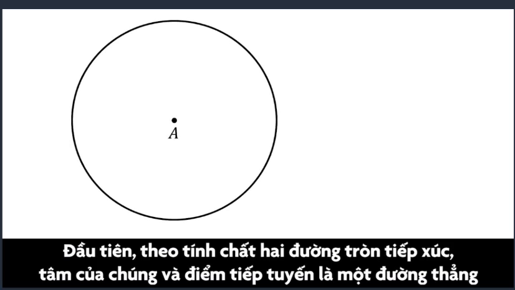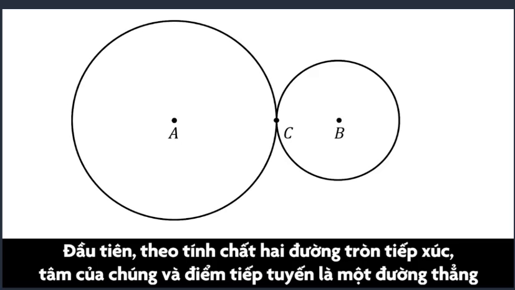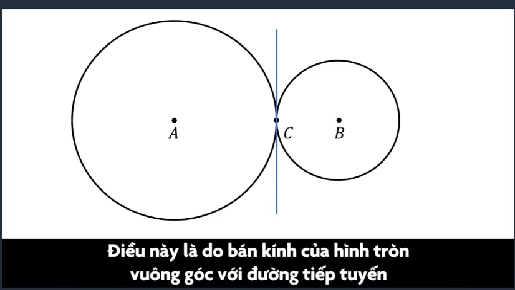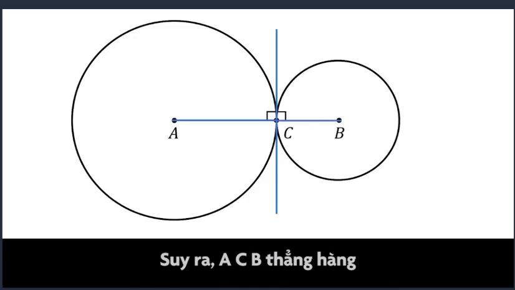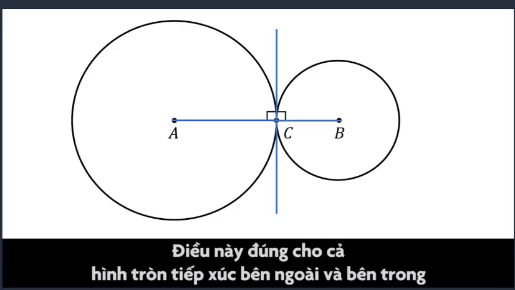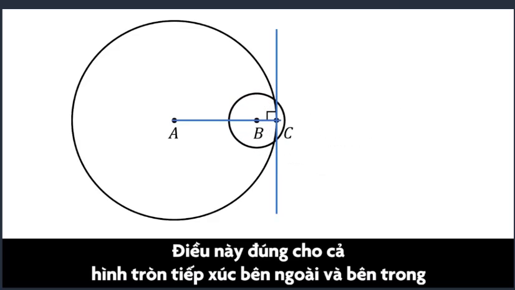First, recall that if two circles are tangent, their centers and the tangent point are collinear. This is because each circle's radius is perpendicular to the tangent line. Therefore, ACB will be a straight line segment. This is true for both externally and internally tangent circles.